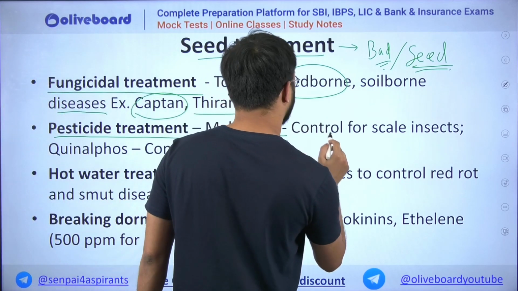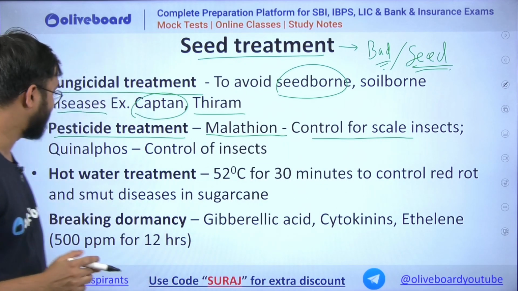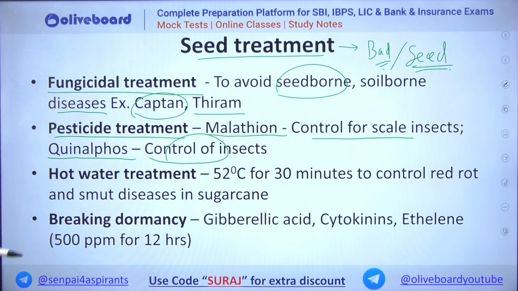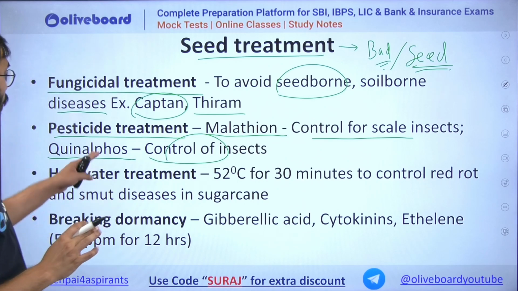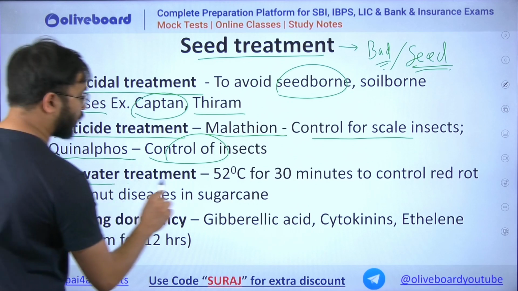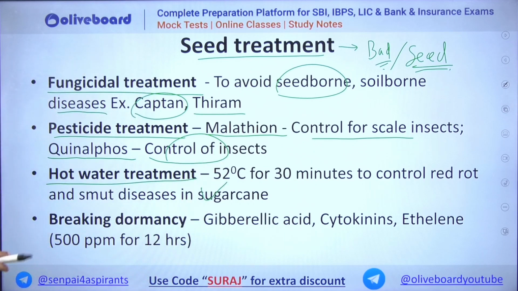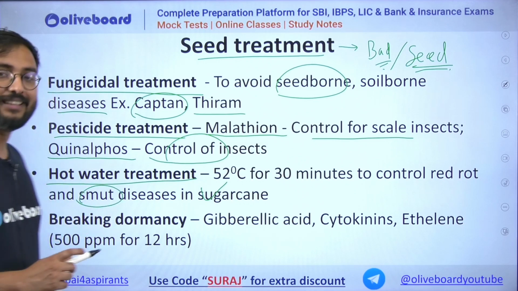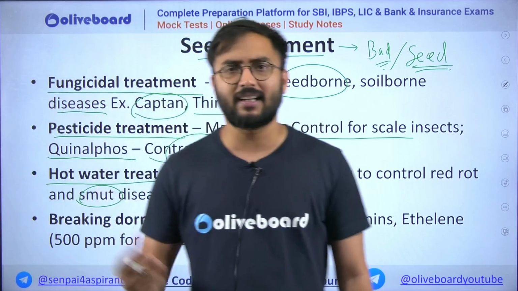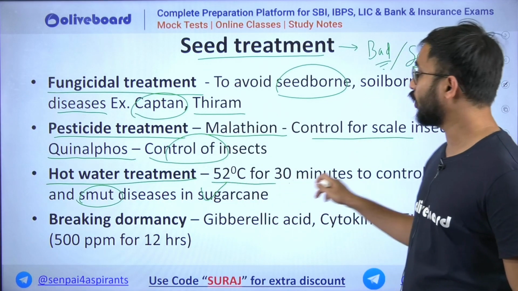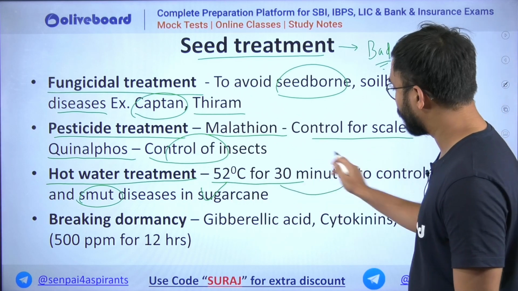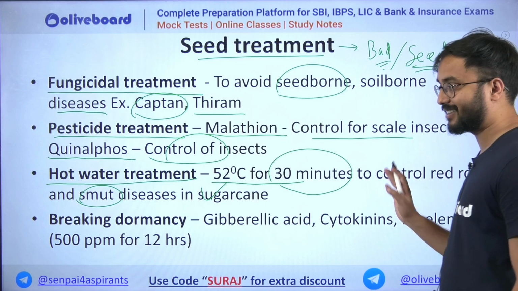So malathion, which controls the scale insects, and quinalphos, which controls the increase and attack of the insects, both are pesticides. Hot water treatment is also there, which generally takes place in sugarcane. Various diseases in sugarcane like red rot and smut are there, with which sugarcane is generally infested. At that time, hot water up to 52 degrees Celsius is used for 30 minutes for controlling such diseases.